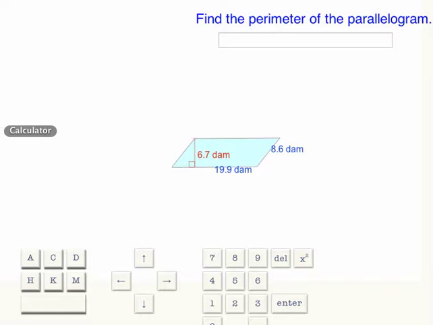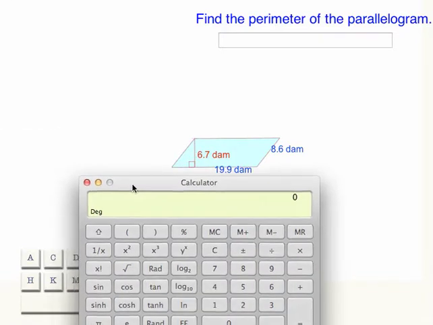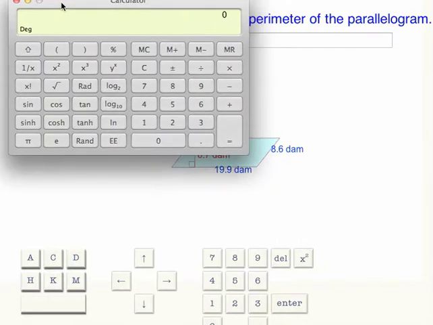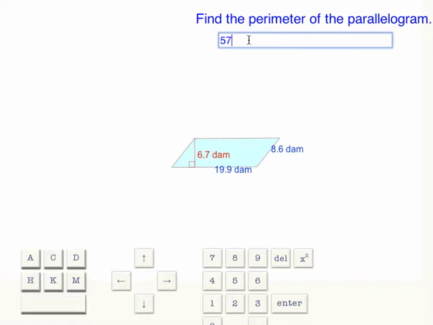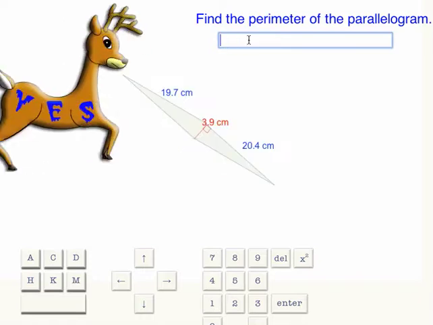Okay, so very simply, I'm going to take my handy-dandy calculator, and I'm just going to arrange this so I can see the numbers. So we have 19.9 plus the 8.6, okay, and I'm going to double that. So that's this length, the base and the slant height, and then base and slant height. So I'm going to just double that 28.5, so times 2 is equal to 57. And there we go. That's the total distance around the outside: 57 decameters.